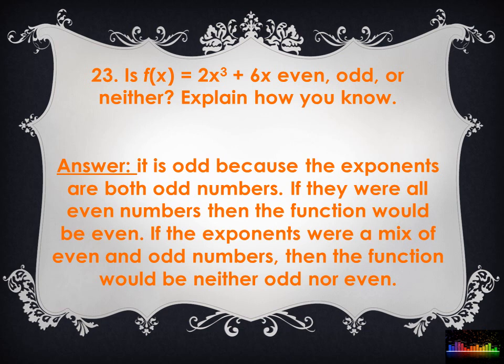So for this one, we have an exponent of 3 and an exponent of 1, because x without a power, we already know, is to the power of 1. So it is odd because the exponents are both odd numbers. If they were all even numbers, then the function would be even.